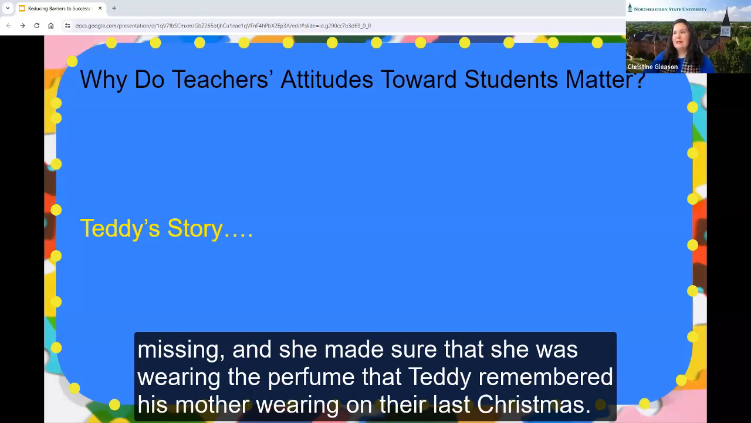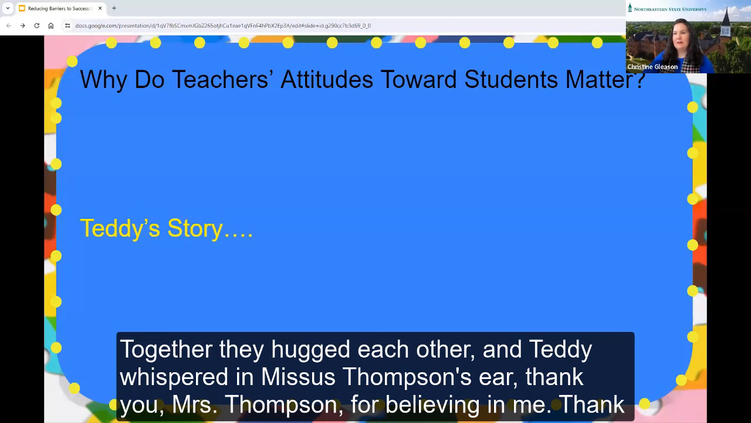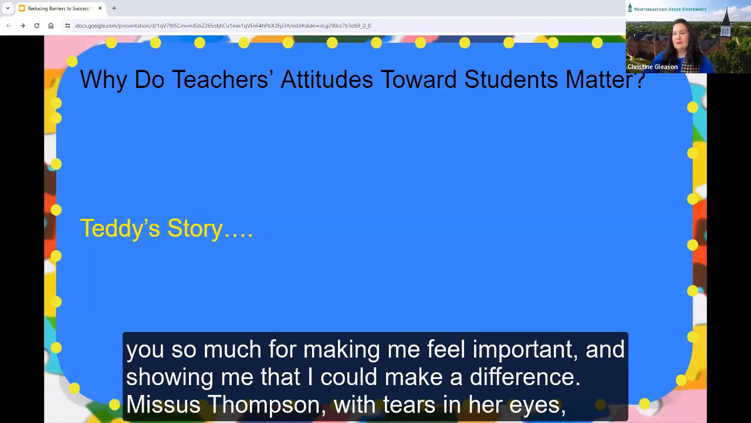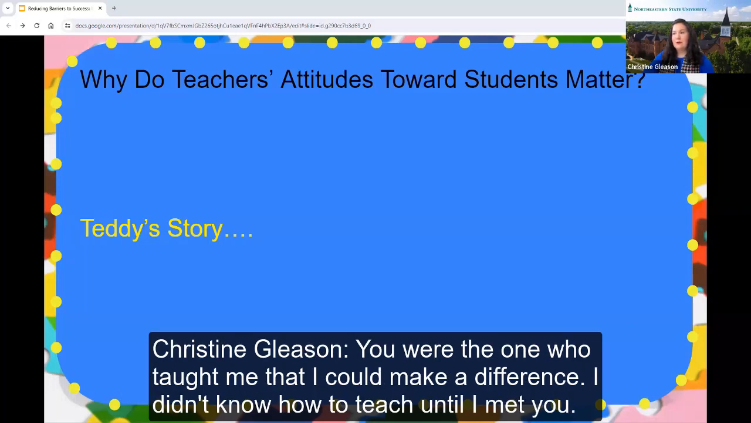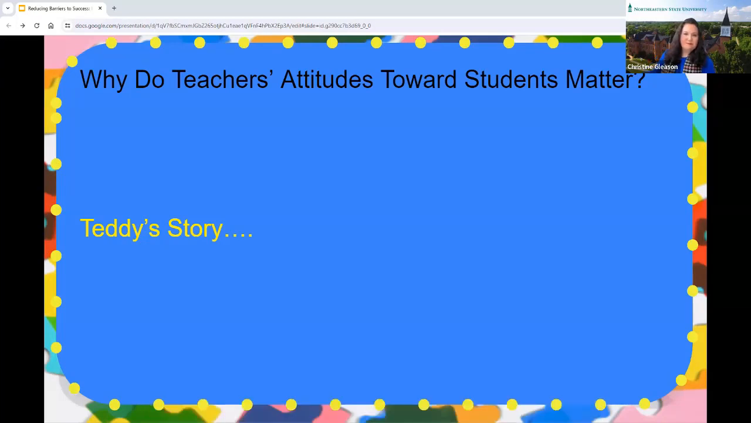They hugged each other, and Teddy whispered in Mrs. Thompson's ear, "Thank you, Mrs. Thompson, for believing in me. Thank you so much for making me feel important and showing me that I could make a difference." Mrs. Thompson, with tears in her eyes, whispered back. She said, "Teddy, you have it all wrong. You were the one who taught me that I could make a difference. I didn't know how to teach until I met you."